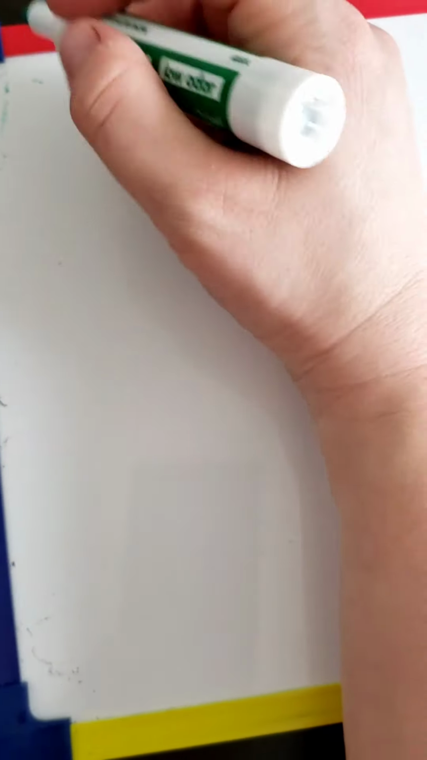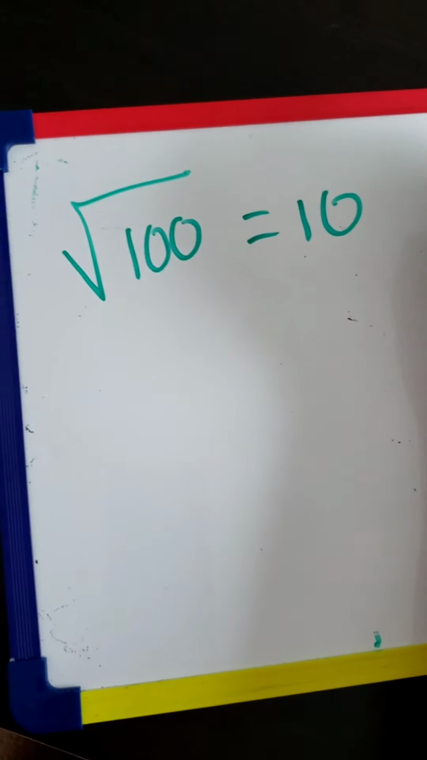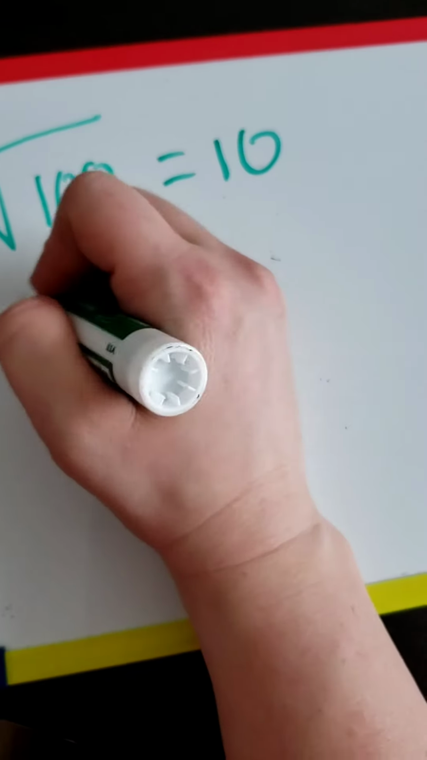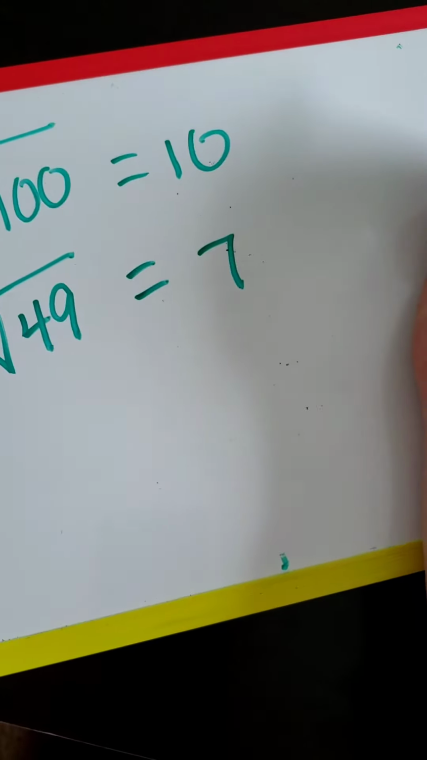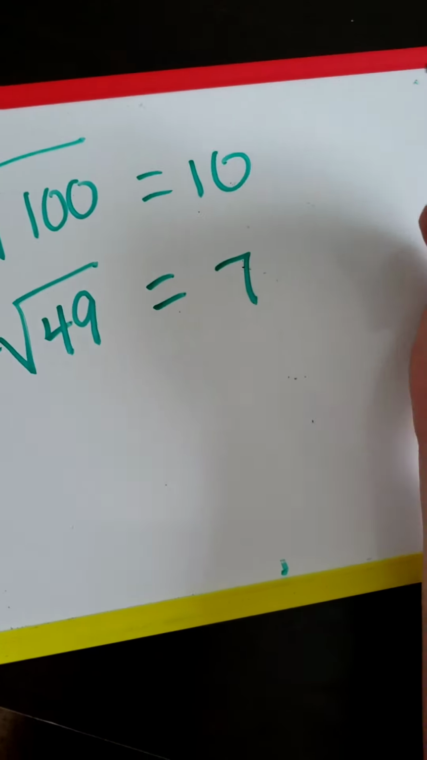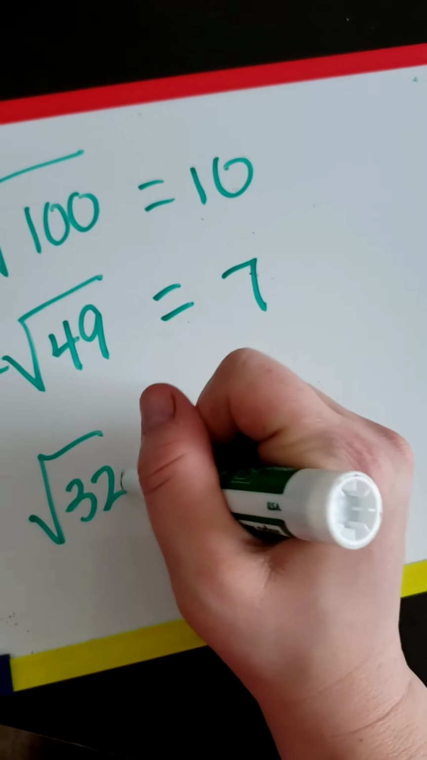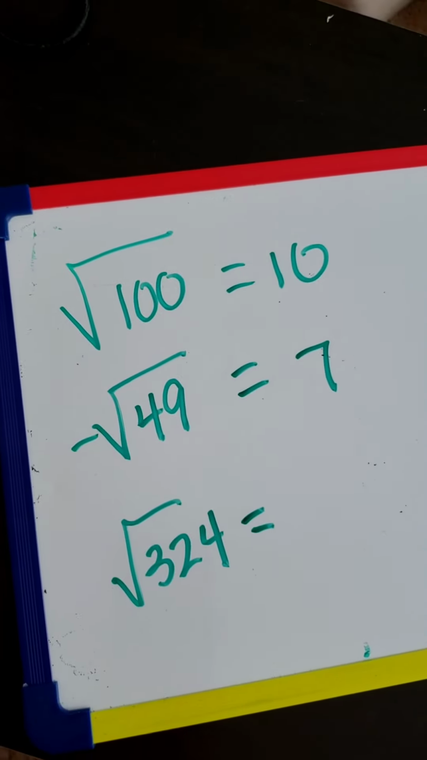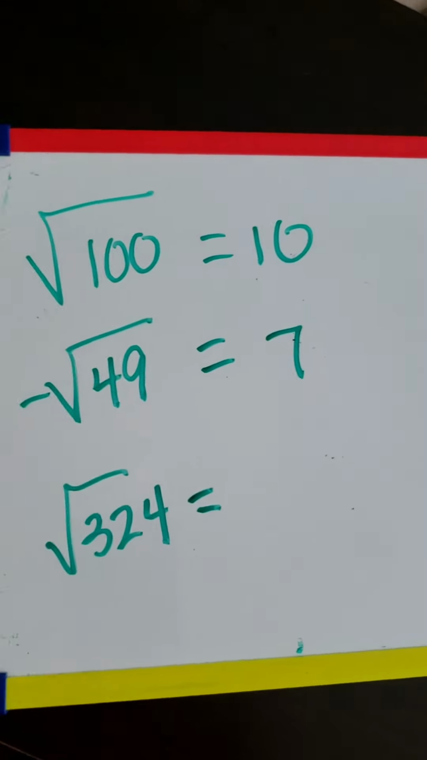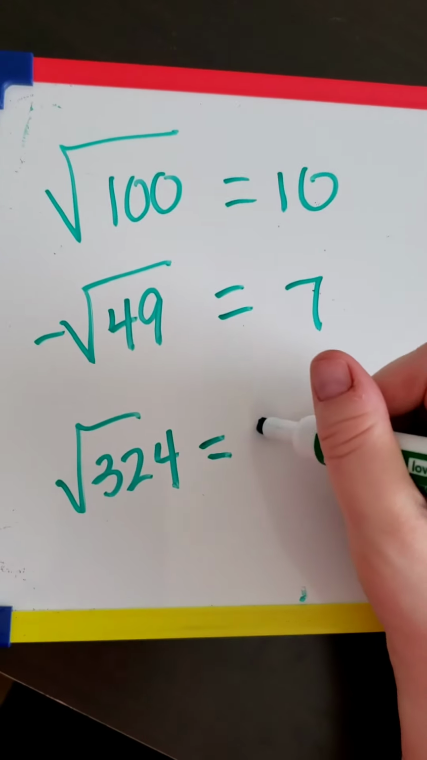What I want you to do now is take a look at the first two on the slides. Okay, it says number 1, find the following square roots. Square root of 100. You should know that. If you don't, use your calculator. It is 10. Okay, square root of 49 is going to give us 7. Square root of 324, what do you think that is going to equal? That is going to be 18.